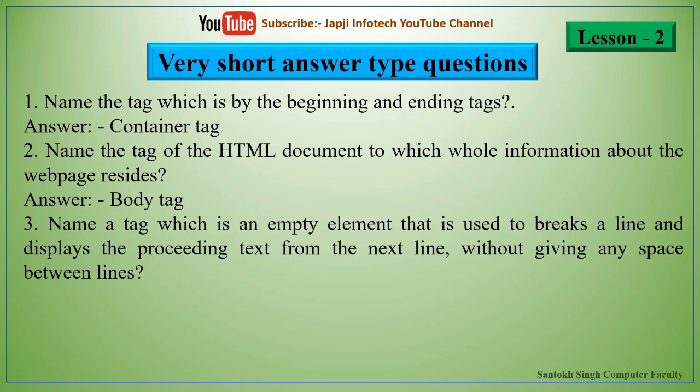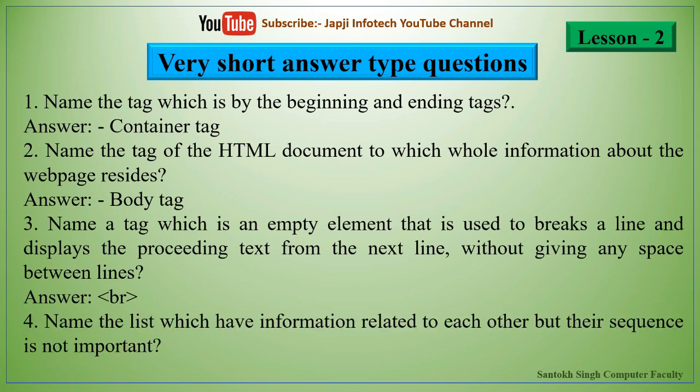Third one is, name a tag which is an empty element that is used to break a line and display the preceding text from the next line without giving any space between lines. So the right answer is BR tag. Fourth one is, name the list which have information related to each other but their sequence is not important. So the right answer is bulleted list.